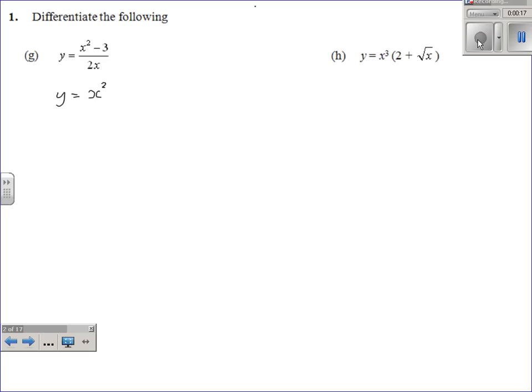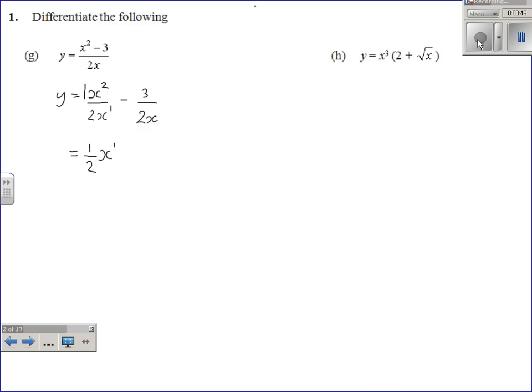If we separate these two bits, we've got x squared over 2x minus 3 over 2x, which is exactly the same. And now we can sort out these things so that we've got the individual terms. So you've got a half, effectively, there's a 1 on the top. If we look at the numbers first, we've got 1 divided by 2. Now let's look at the x's. We've got x squared divided by x to the power 1, so you can just take away the indices. 2 minus 1 is 1. If you want to write it there, you can.